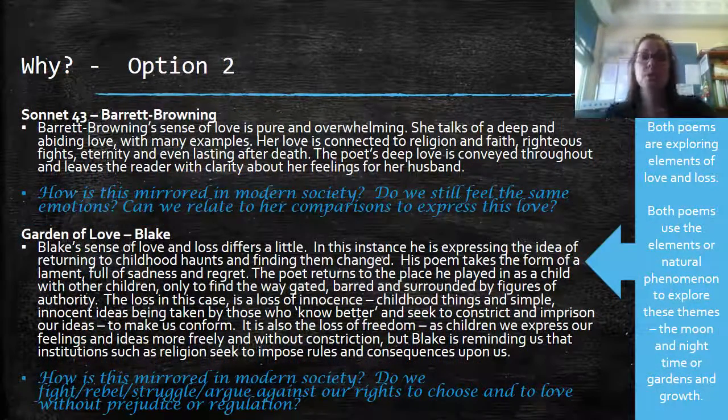Option 2 was Sonnet 43 by Barrett Browning and Garden of Love by Blake. Both poems are exploring the elements of love and loss. So here you might like to look at the natural phenomenon to explore these themes, the moon and nighttime, or gardens and growth.